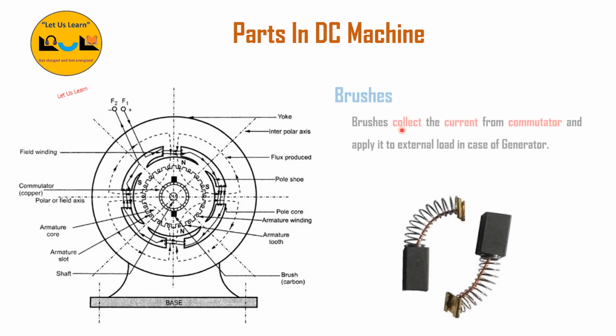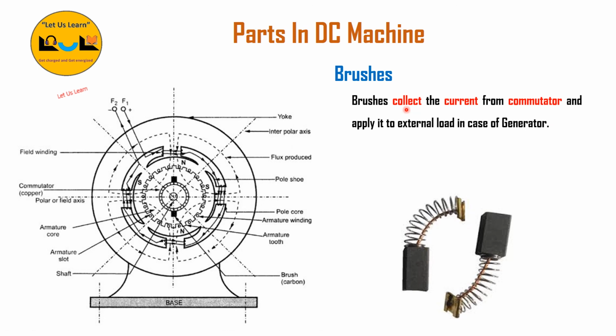Next, we are going to discuss brushes. Brushes collect the current from the commutator and apply it to the external load in the case of a generator. See, these two black boxes are called the carbon brushes. This is controlled by a spring. Whenever it is rotating, it will make contact with the commutator, collect the current and give the current to the external load in the case of a generator.